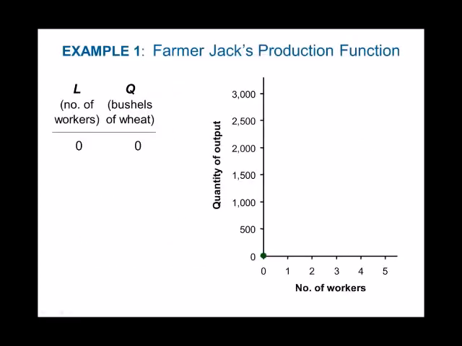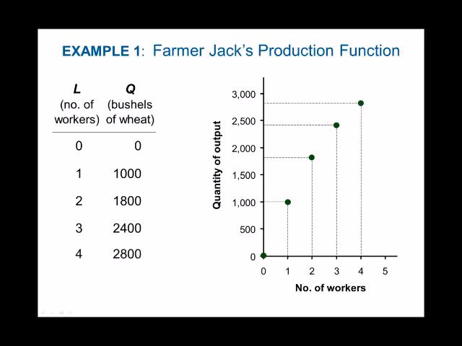So let's say Farmer Jack hires no workers. Of course, if Farmer Jack hires no workers, no one is working on the farm, so there is no wheat being produced. So 0 workers means 0 bushels of wheat. Now, if Farmer Jack hires 1 worker, output rises to 1,000. When he hires the second worker, total output rises to 1,800 units. When he hires 3 workers, it rises to 2,400. 4 workers, it's 2,800. 5, it's 3,000.